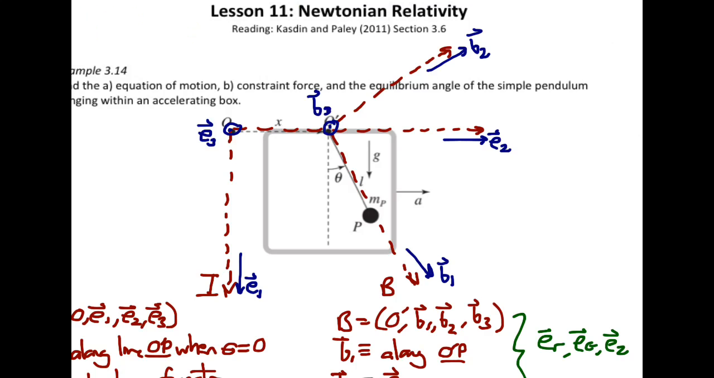Our next step in the process is to find our kinematics. And so specifically, remember, for our kinematics, we need to find the acceleration of point P, which is where our mass is located, as observed in the inertial reference frame, so we can use Newton's second law. So let's go back and look at our system. Point P is at the end of the pendulum, that's our mass. And so our position vector is going to be made up of x in the E sub 2 direction, and then L, which is a fixed distance, in the B sub 1 direction.